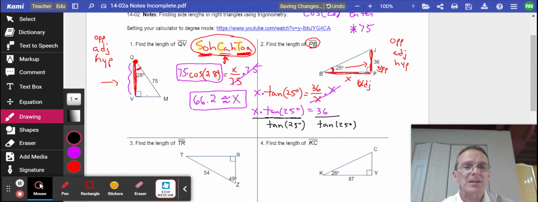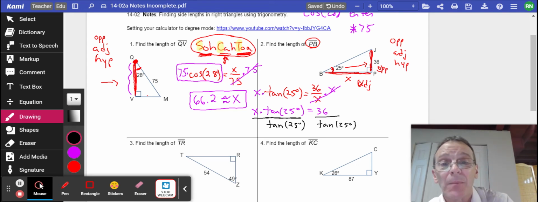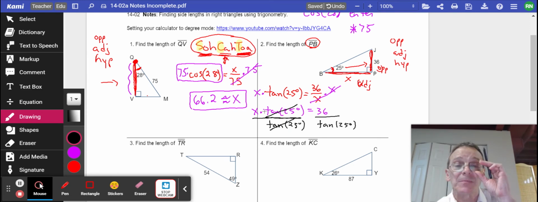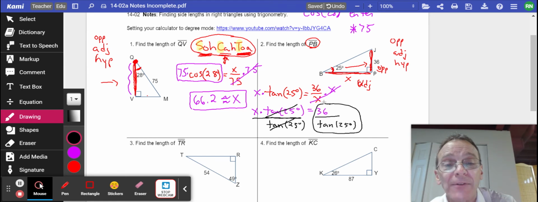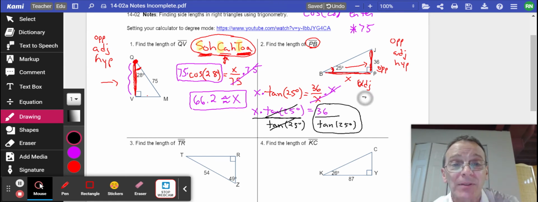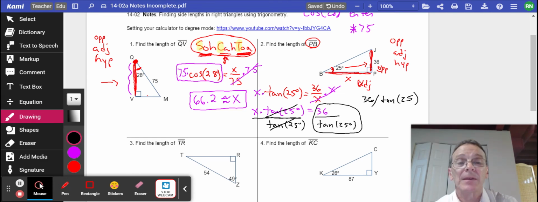Pay careful attention to that. We're not dividing both sides by 25. And we're not dividing both sides by just the word tangent, like with no input value. We need to divide by that whole expression, tangent of 25 degrees. That'll cancel out the multiplication. And now this can all be put in your calculator. If you've got a graphing calculator, you can put it in just like that. You can put in 36 divided by tangent of 25, close parenthesis. And the calculator will do the tangent of 25 degrees.